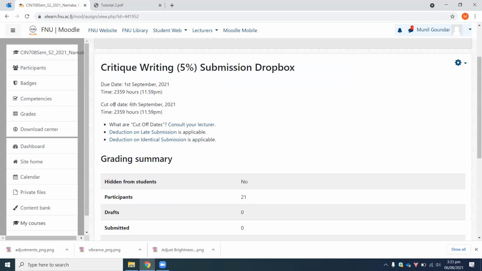Now, what is a cutoff date? Anyone has any idea what is a cutoff date? Or this is the first time you're hearing this concept? Cutoff date, anyone?